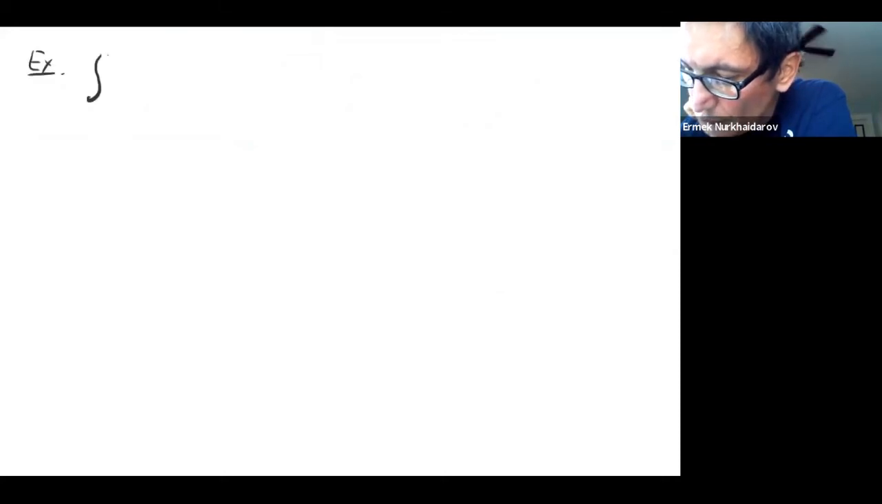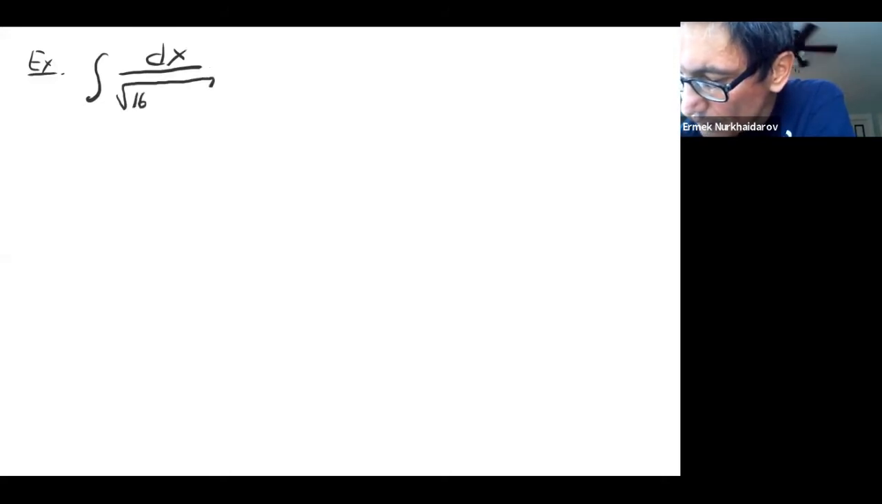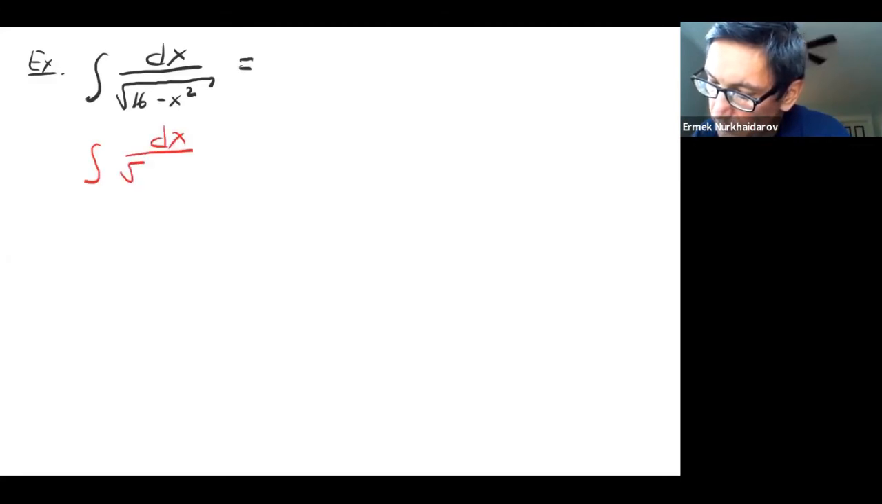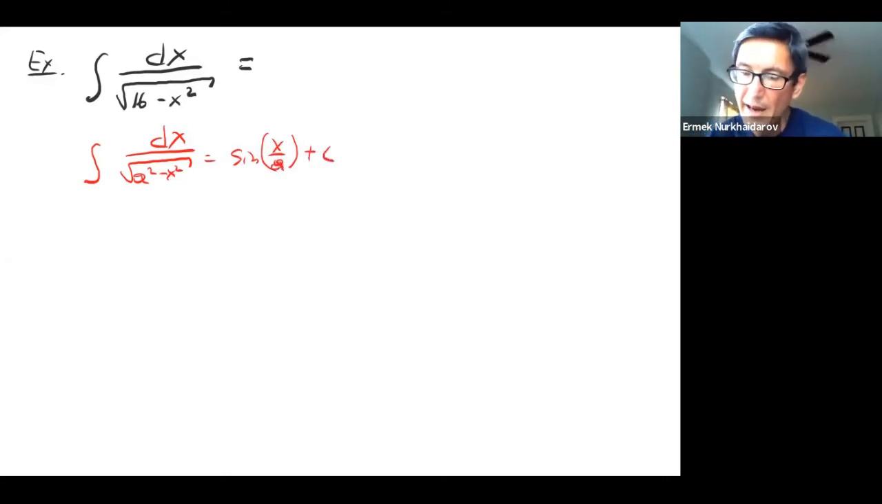We want to take the integral of dx over the square root of 16 minus x squared. If you look at the previous formula, which you had just a second ago, that's the one which you will be using. Then you realize immediately that a squared equals 16, so a equals 4.